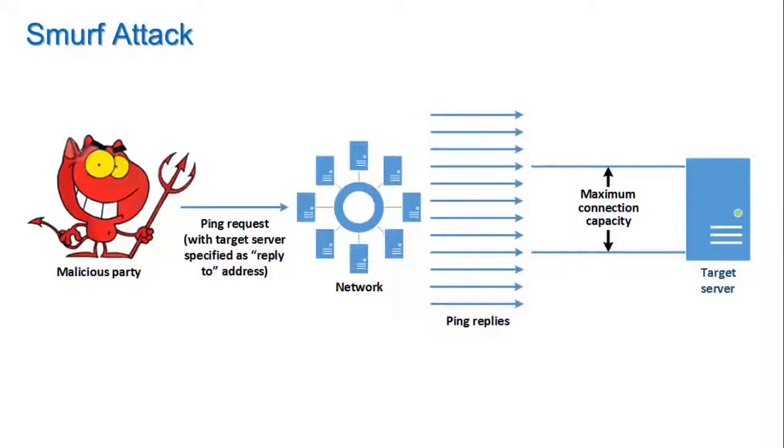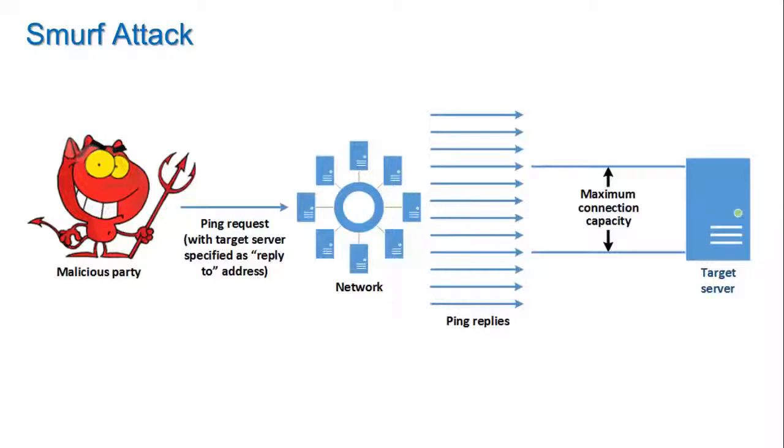In a smurf attack, a malicious party sends a ping request to the IP broadcast address of a large network. Because the ping request is sent to the network's broadcast address, the request will be relayed to every host on the network. Each of these hosts will, by default, then reply to the ping request. Under normal circumstances, all of these ping replies would be sent back to the malicious party.